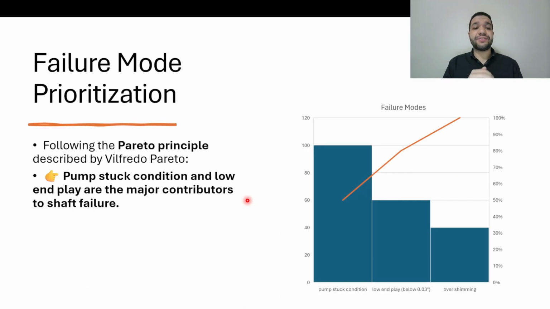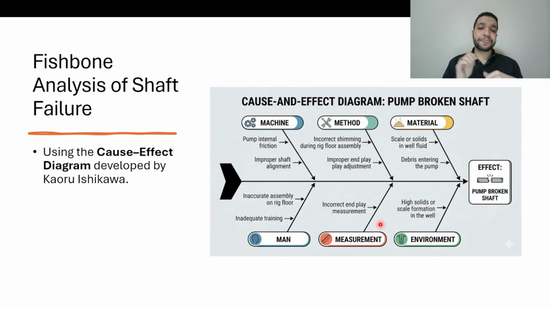And using the failure mode prioritization with the Pareto principle, I know that the pump stock condition with the low end play are responsible for about 75% of the failures. So if I have time to fix only 2 problems, I will fix these 2. Then I use the fishbone diagram to know the possible root causes for each problem.